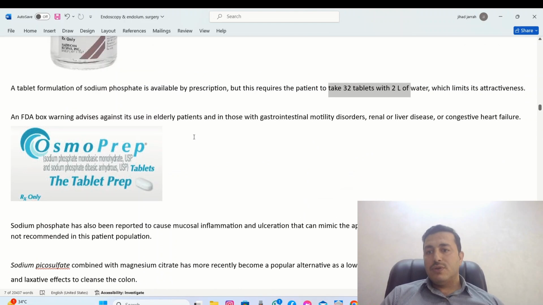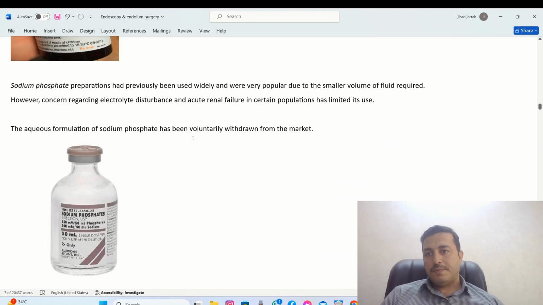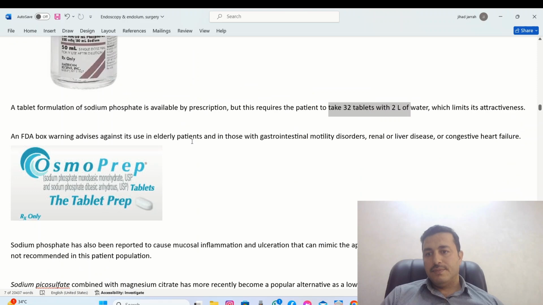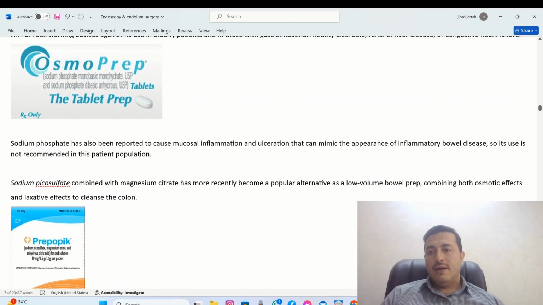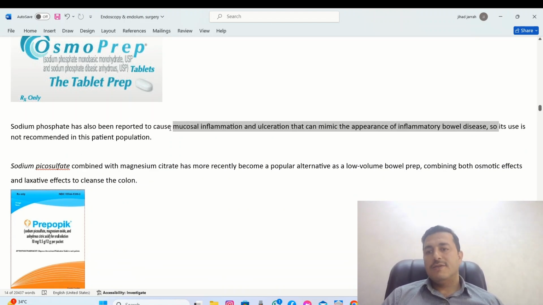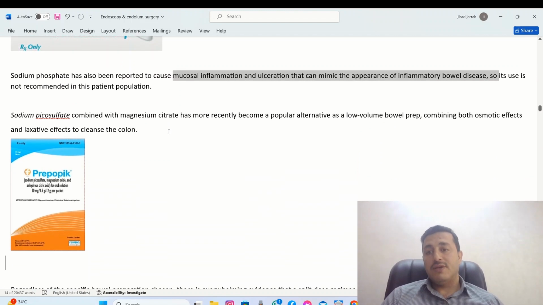This is the sodium phosphate called OsmoPrep. What else do we have? We talked about the sodium phosphate. One of the disadvantages of sodium phosphate is that it can cause mucosal inflammation and ulceration that can mimic inflammatory bowel disease. So its use in patients with inflammatory bowel disease is restricted or contraindicated.